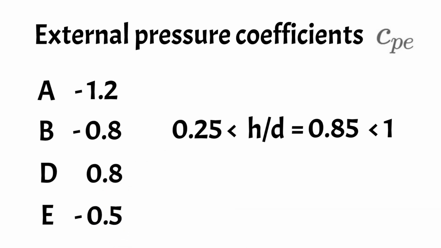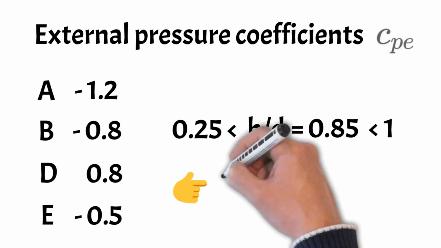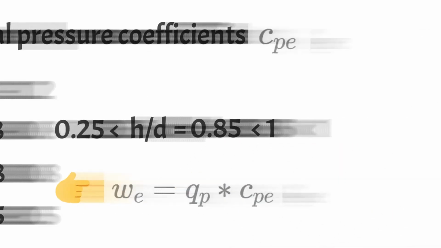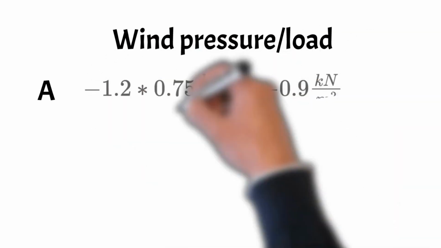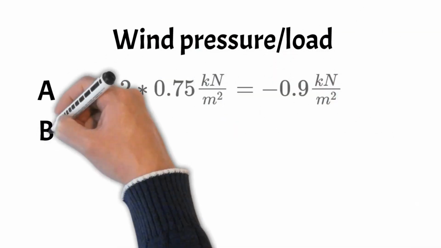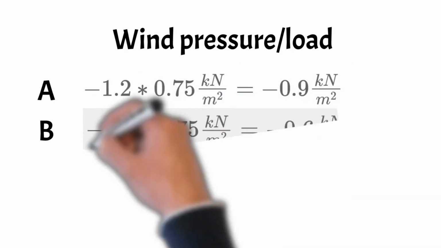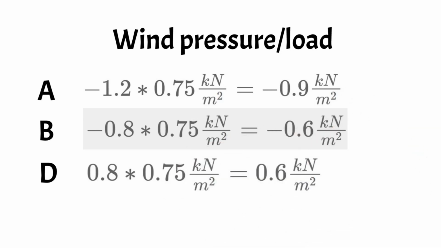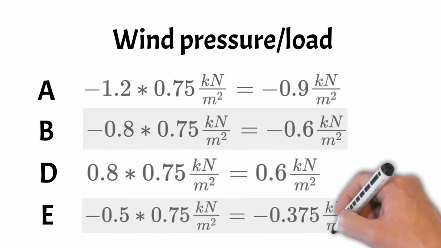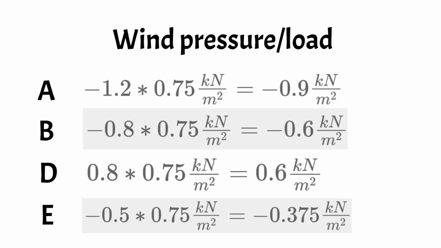Based on these coefficients, we can now calculate the wind pressure on external surfaces. For area A, we calculate the wind pressure as minus 0.9 kilonewton per square meter. For area B, we calculate the wind pressure as minus 0.6 kilonewton per square meter. For area D, 0.6 kilonewton per square meter. And for area E as minus 0.38 kilonewton per square meter.